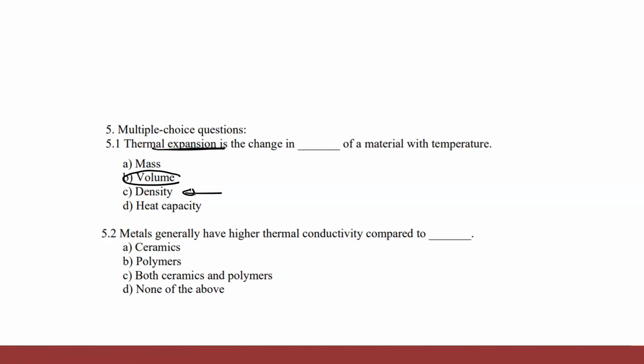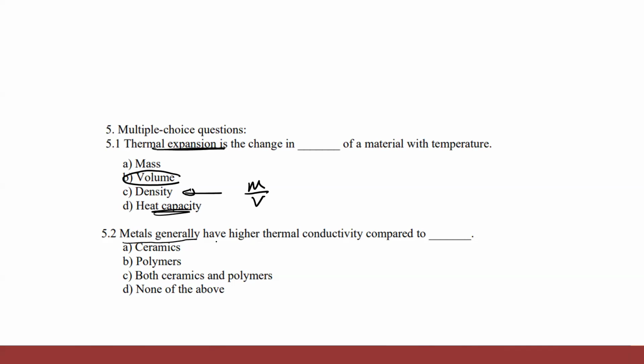Density also changes. Why doesn't the mass change? When you increase or decrease temperature, mass doesn't change. But the density will change because density is the mass divided by the volume. So when the volume changes, the density changes, isn't it? And heat capacity is not the thermal expansion. Heat capacity is the ability of a material to store heat energy.